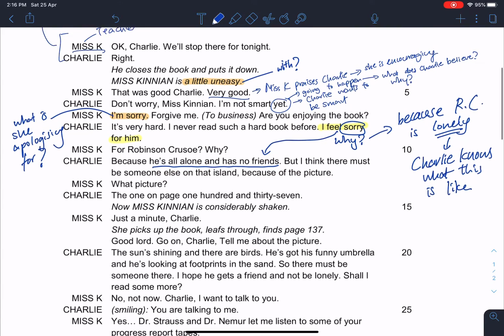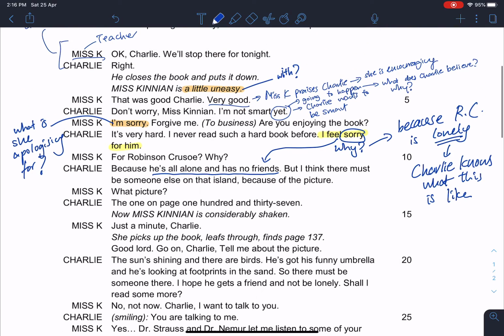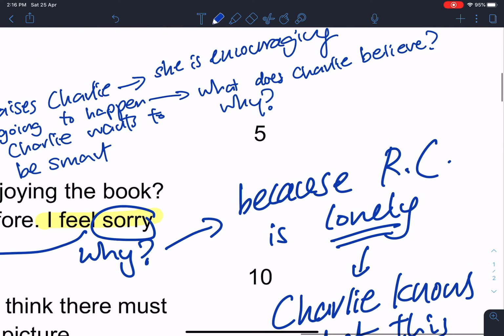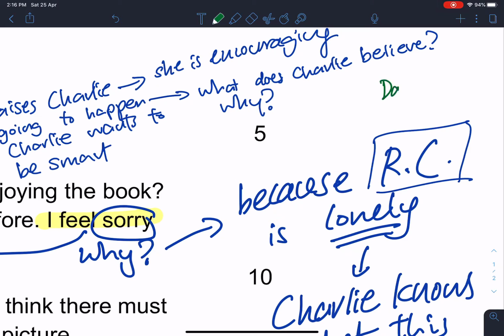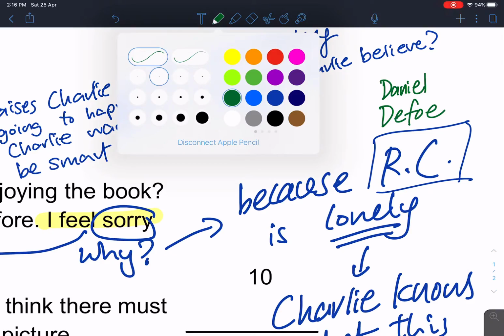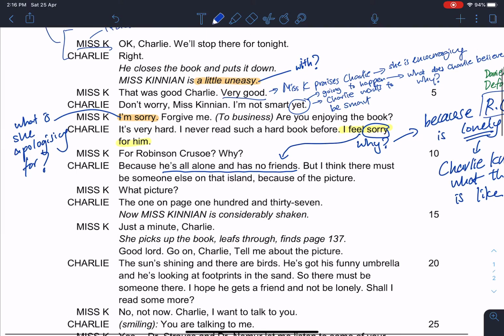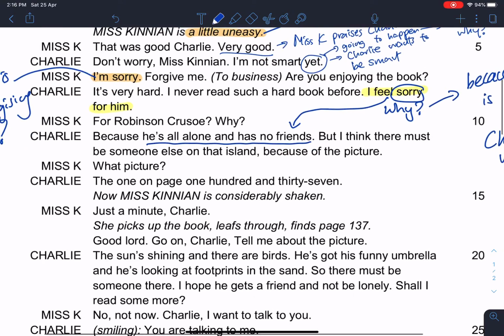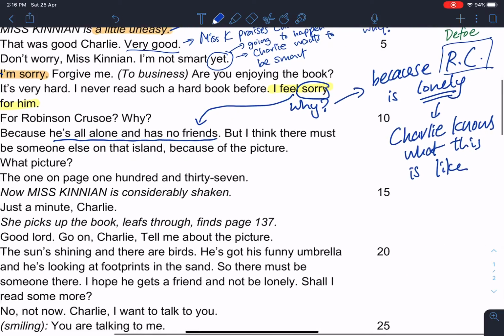Miss Kenyon is talking to him about Robinson Crusoe. Do go and Google Daniel Defoe. Robinson Crusoe is written by this guy. The author is Daniel Defoe. You can go and read it. It is quite interesting. So now, let's continue. Charlie says he feels so sorry for Robinson Crusoe because Robinson Crusoe is all alone and has no friends. So we already talked about it before because Charlie knows what that is like.